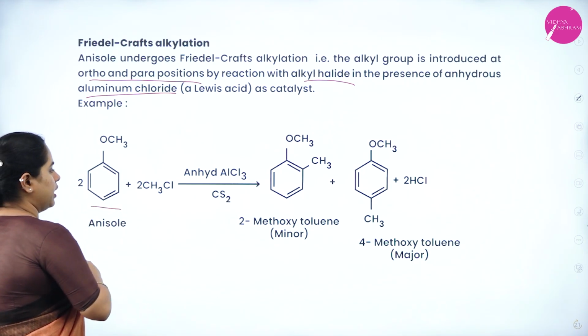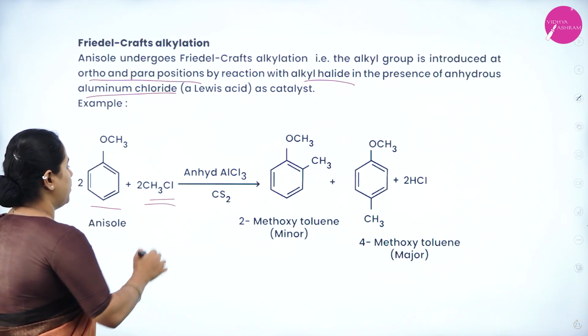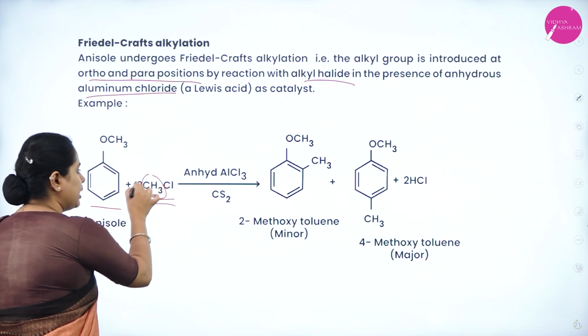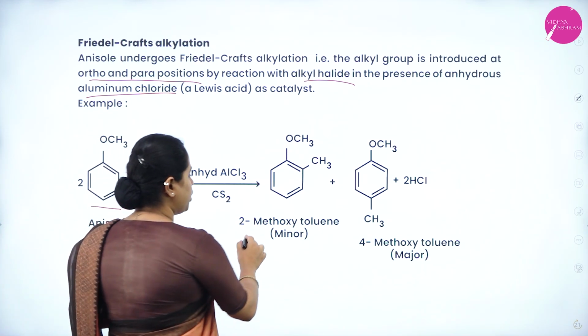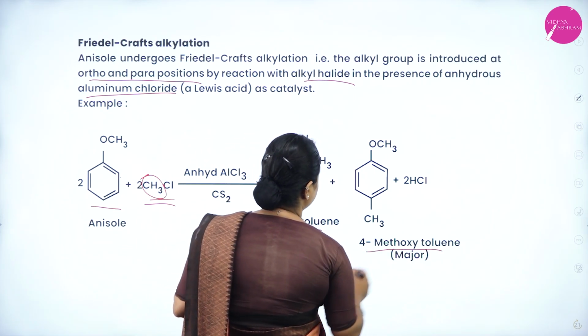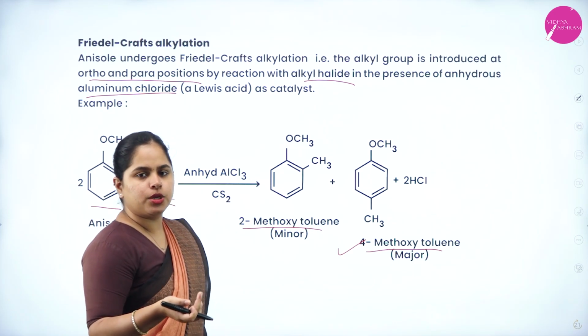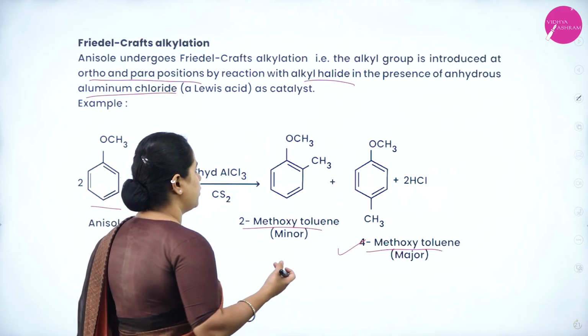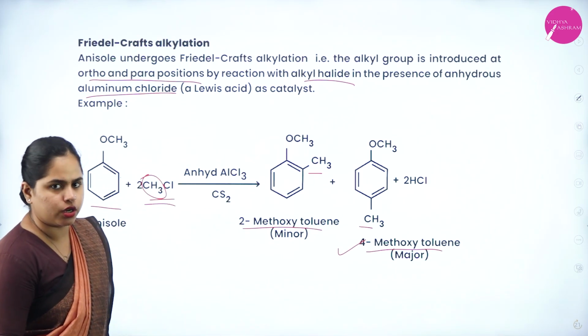So again we have taken anisole, and we take an alkyl halide. What is going to happen? From this alkyl halide, the alkyl group is going to be substituted in the ortho and para positions. So you get 2-methoxytoluene and 4-methoxytoluene. Comparing ortho and para, para will again be the major product because it is symmetric.